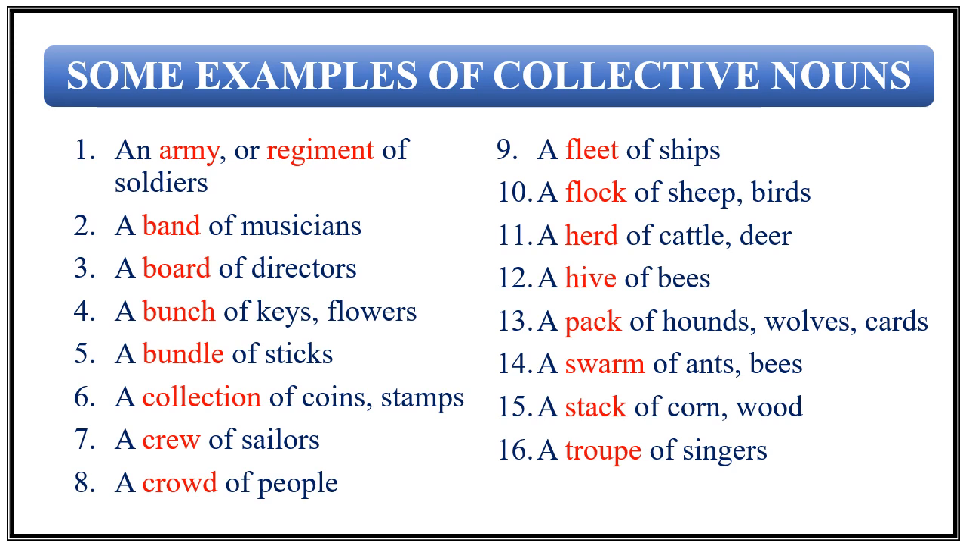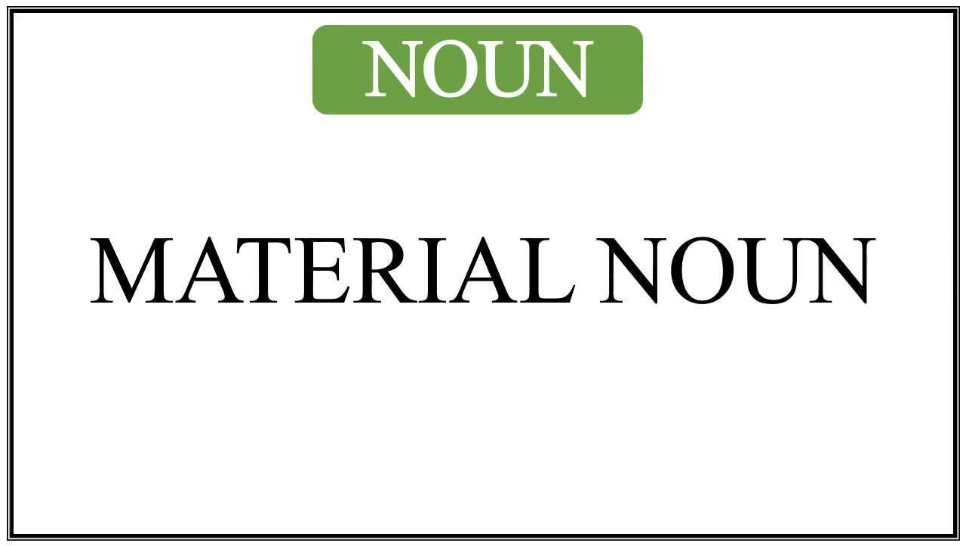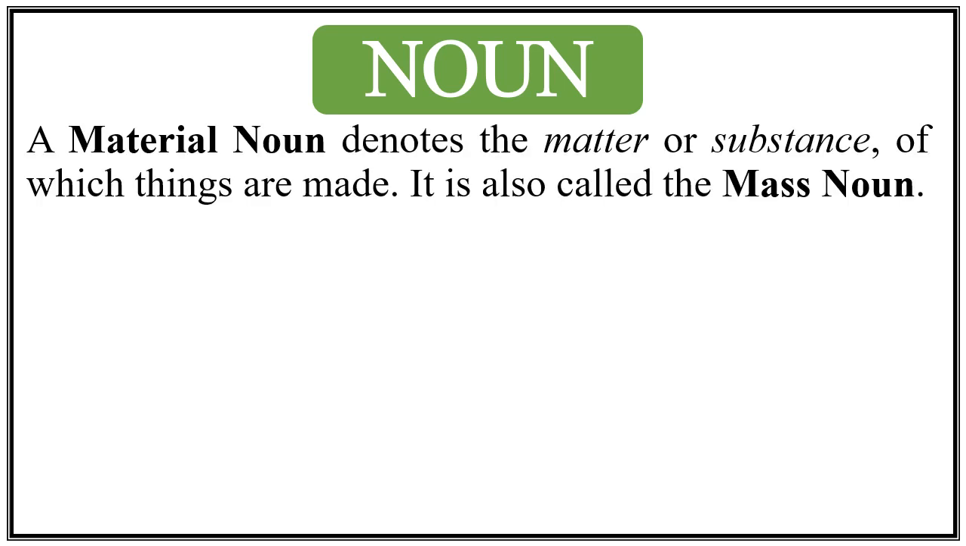Now let's talk about material noun. Do you know what is a material noun? A material noun denotes the matter or substance of which things are made. It is also called mass noun. This noun refers to a material or substance from which things are made. Let me give you examples.